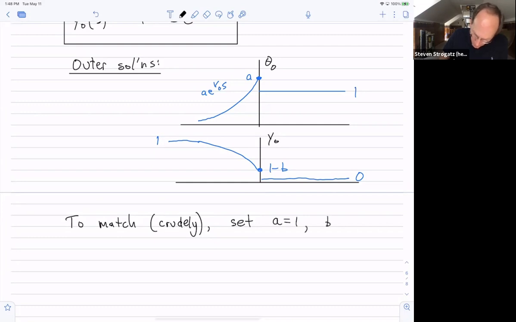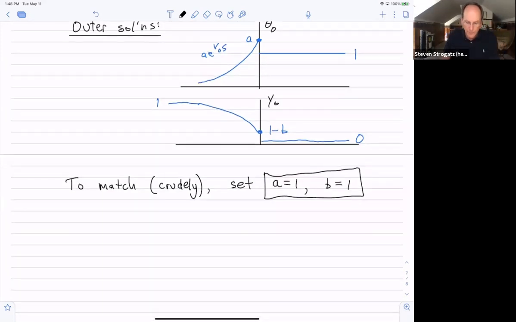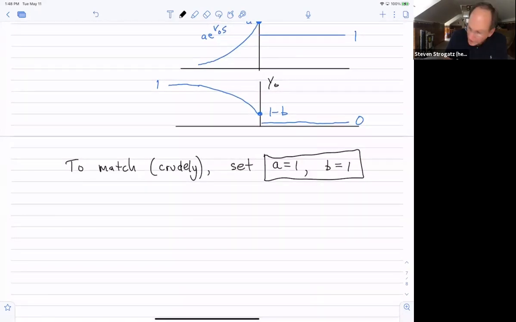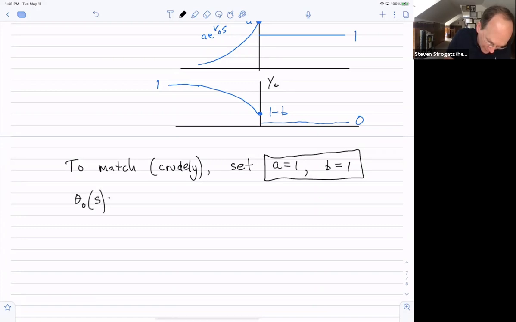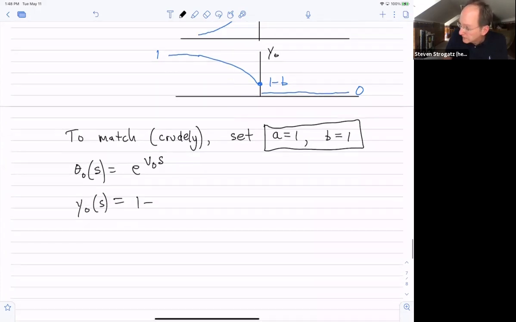Set A equals one and B equals one, so that this is now making a continuous choice for my theta zero and y zero. So that's giving me my solutions now. That tells me the outer solution at lowest order: theta zero of s is e to the V0 s, and y zero of s is one minus e to the V0 s.